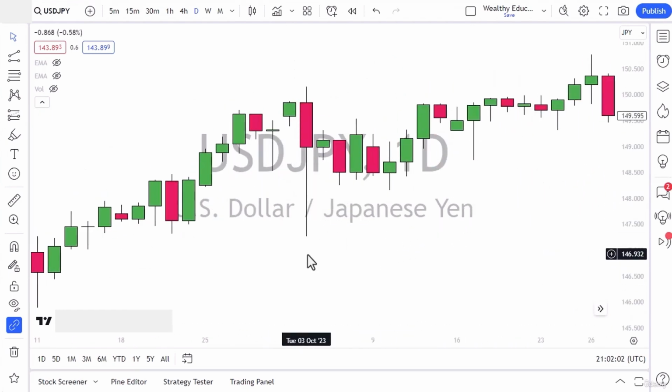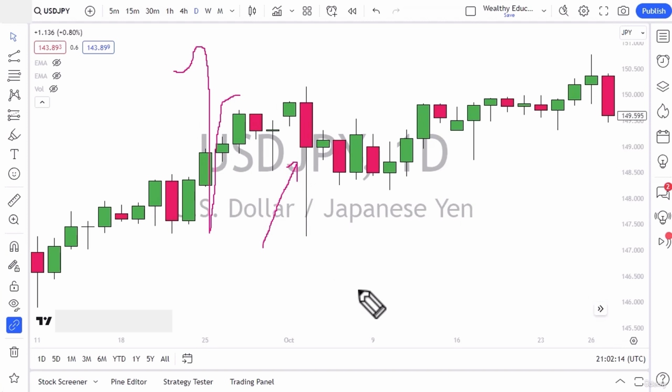Take a look at this nasty wick here. We tried to sell off this particular day. We originally rallied and then we plunged. And then we turned right back around. What does that tell you? That tells you that people down here are willing to buy, in this case, the dollar against the Japanese yen. And we did, in fact, rise in value from there. Actually, it's not a perfect hammer.